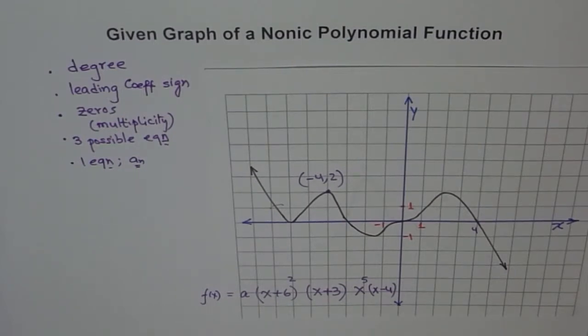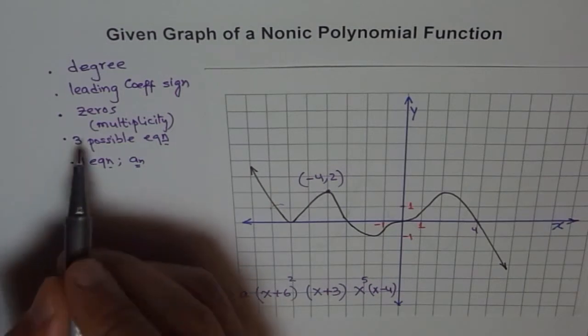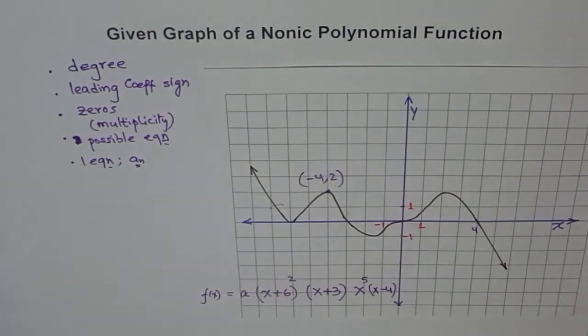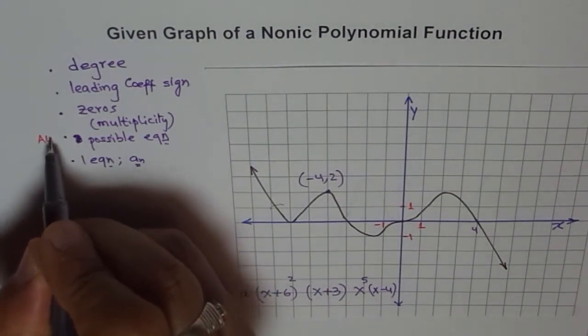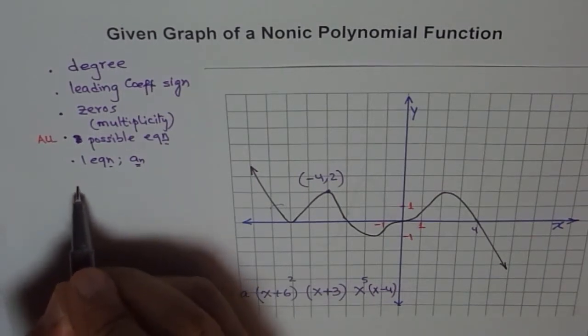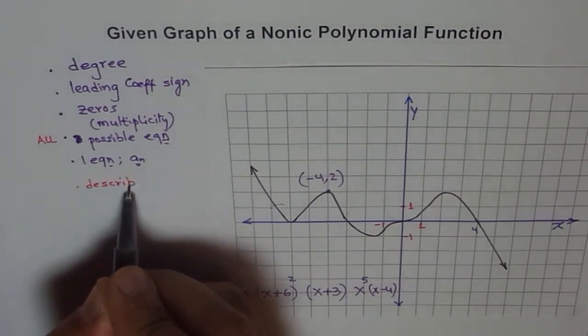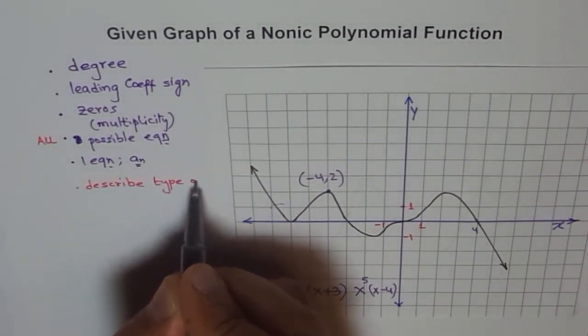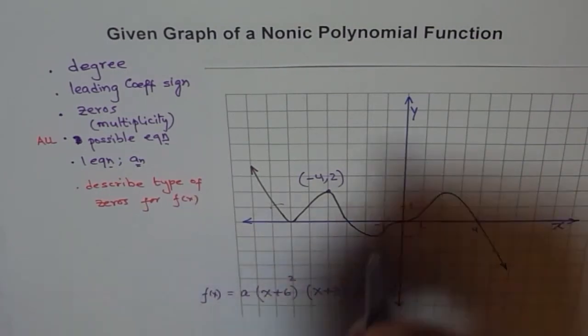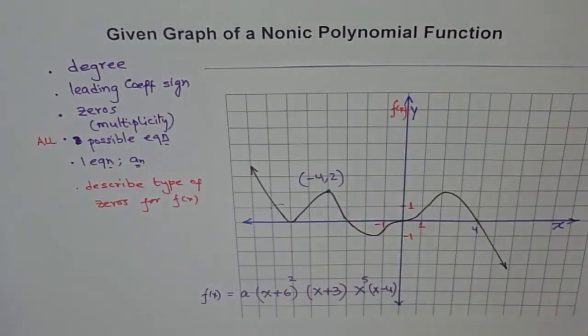So I should not write 3 possible, I should write all possible. All possible, right? I'm removing the word 3 here, and writing all possible, okay? All possible equations, right? One equation with a, and now as a communication part, I would like you to describe the types of zeros for the function, for f of x, right? Let's say this is f of x we're talking about, okay? So do all these things and submit your assignment. And in case there is a difficulty, we can always discuss this, okay? Thank you.